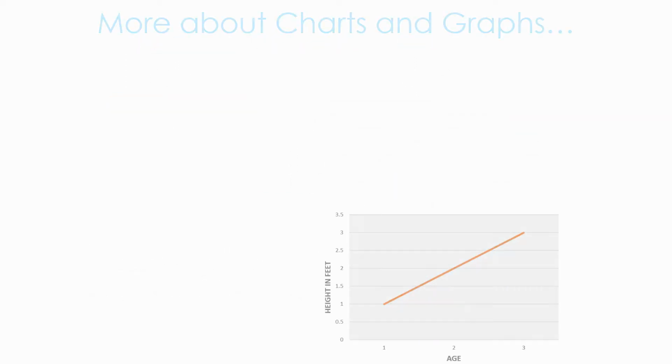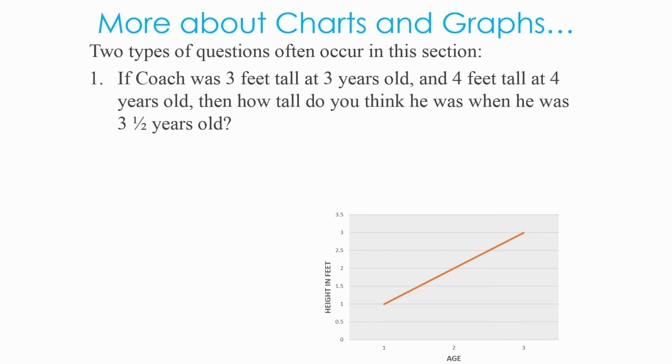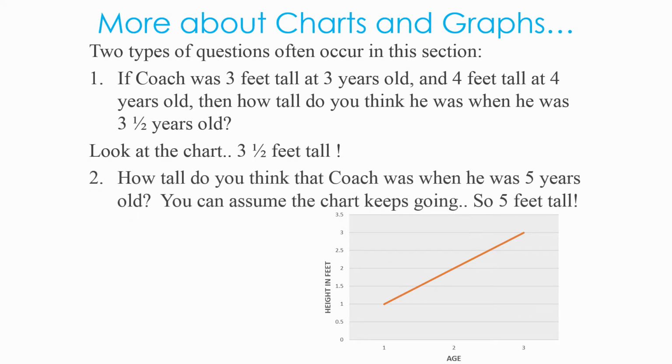You have to be able to read these. The ACT usually asks 2 types of questions that go along with these charts and graphs. The first question would be, if Coach was 3 feet tall when he was 3 years old and 4 feet tall when he was 4, how tall would he be at 3.5? Do you know? Well, if you looked at the chart, you could guess 3.5 feet tall, and that would be right. Another thing they might ask is how tall Coach would be at 5 years old. And you could assume that the chart keeps going. So Coach would be 5 feet tall.